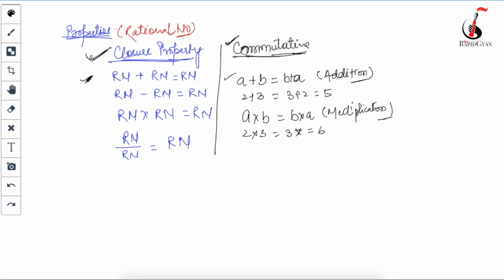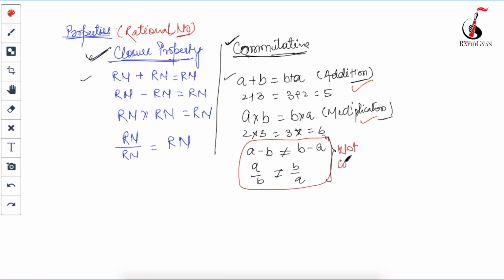So this also means multiplication of two rational numbers is also commutative in nature. But at the same time, a minus b is not equal to b minus a, and a upon b is also not equal to b upon a. It means subtraction and division of two rational numbers are not commutative in nature. Okay. So two operations, addition and multiplication, are commutative, while subtraction and division are not commutative. Understand, guys?